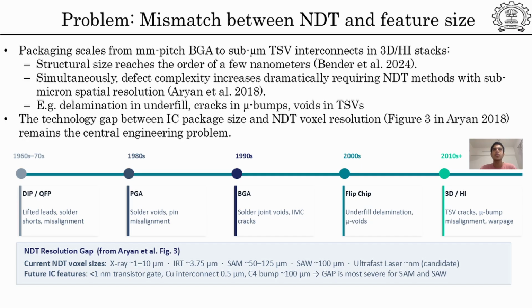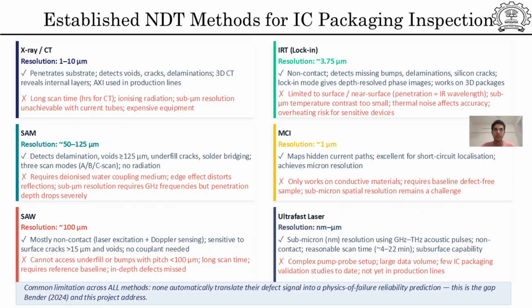The problem is clear when you look at the NDT resolution gap box at the bottom, which comes directly from figure 3 of Aryan 2018. Current NDT voxel sizes range from 1 to 10 micrometers for X-ray, down to 100 micrometers for SAM, completely inadequate for submicron TSV defects. The gap is most severe for SAM and SAW, which are also the most widely used inspection tools in production today. That is not an academic concern, it is a crisis.